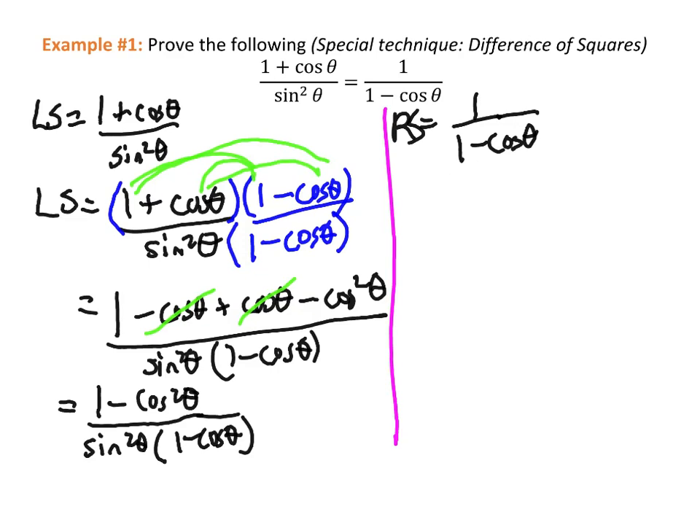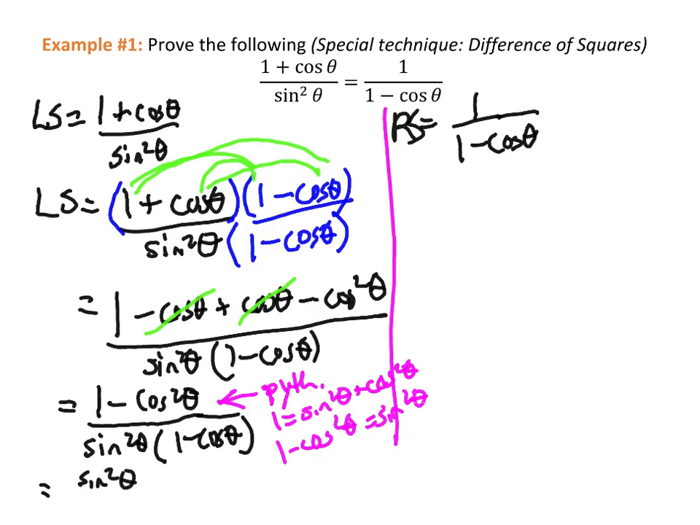But what you might be noticing already is that 1 minus cos squared makes you think of your Pythagorean identity. Your Pythagorean identity tells you that 1 is equal to sine squared theta plus cos squared theta, which means that 1 minus cos squared theta will equal sine squared theta. So I could replace that whole top with just sine squared theta. So let's do that. The top will become sine squared theta. And then the bottom is still sine squared theta times 1 minus a single cos theta, not squared there.